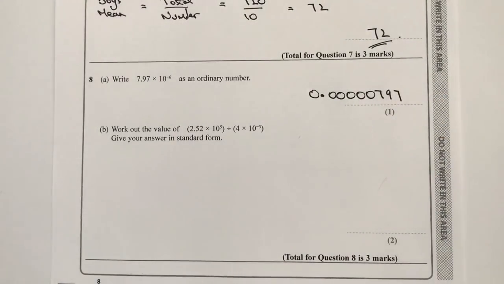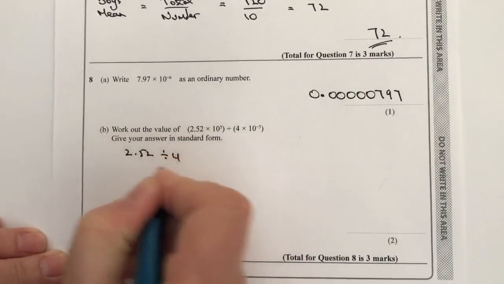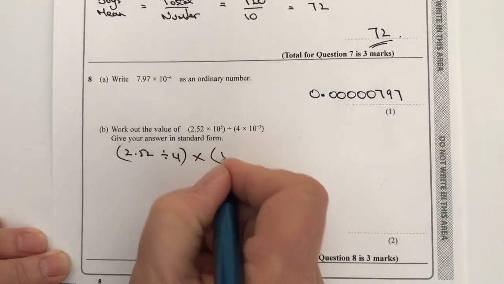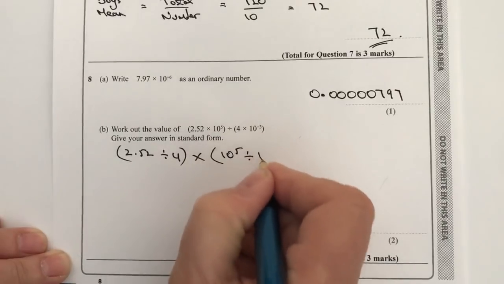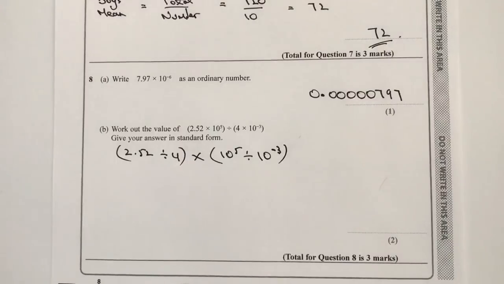And then it says work out the value of that divided by that and give your answer in standard form. Okay, so let's just have a look at that for a moment. What I normally do with these kind of questions is I split them up into the bits I need. So I keep the standard form separate to the actual calculation. So what I'm going to do is write 2.52 divided by 4, and then the standard form of it is going to be 10 to the 5 divided by 10 to the minus 3. Okay, so that gives me something I need to work on.